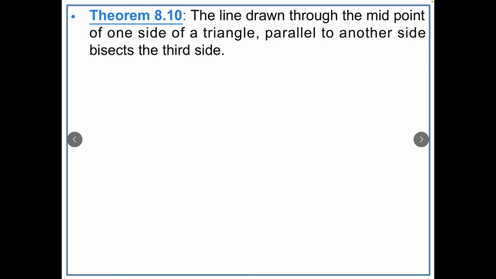Now moving ahead to theorem 8.10, this theorem says a line drawn through the midpoint of one side of a triangle, parallel to another side, bisects the third side. So simply it's saying we have a triangle. Let's draw a simple figure of a triangle.